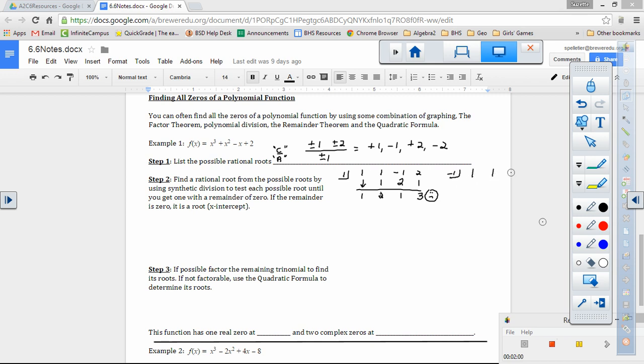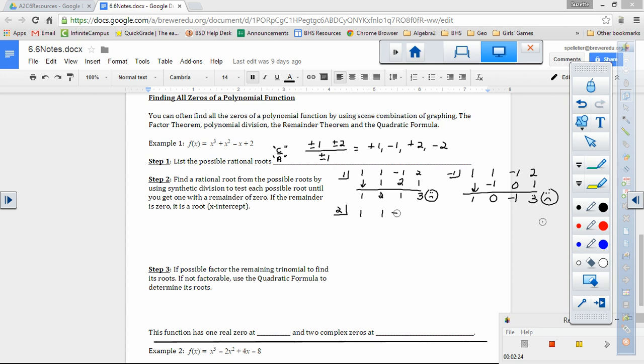So 1, 1, negative 1, 2. Drop the 1. 1 times negative 1 is negative 1. Add those together, get a 0. 0 times negative 1 is 0. Add those together, get negative 1. Negative 1 times negative 1 is positive 1. Add those together, get 3. Doesn't work.